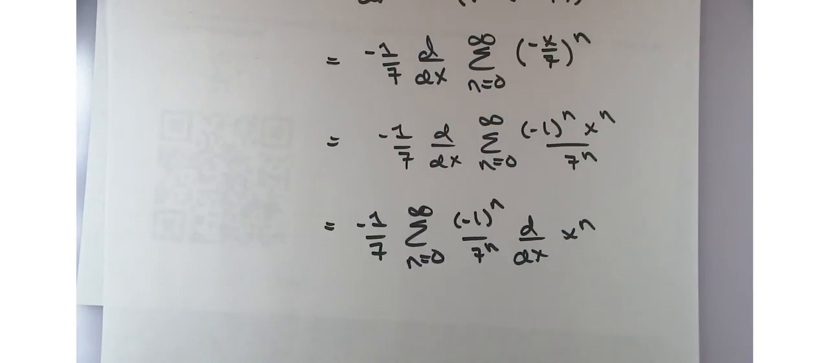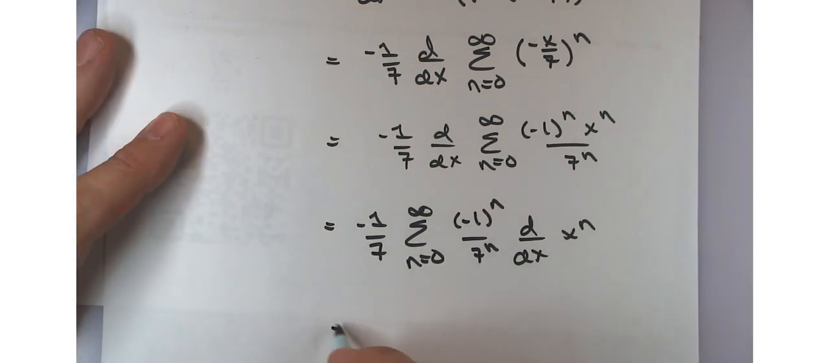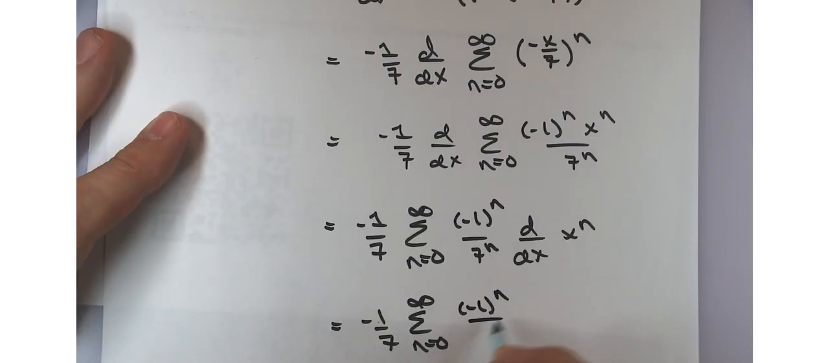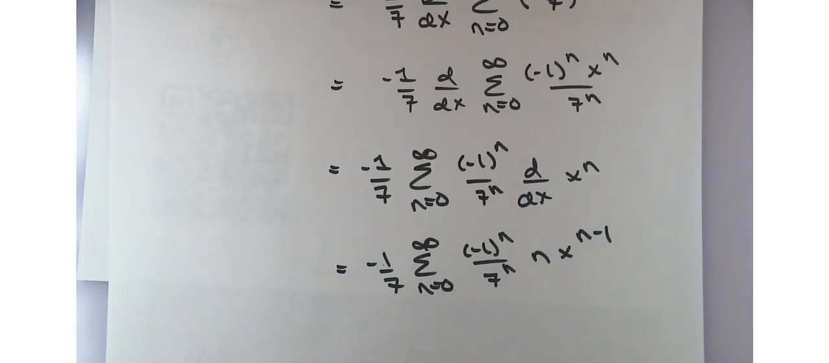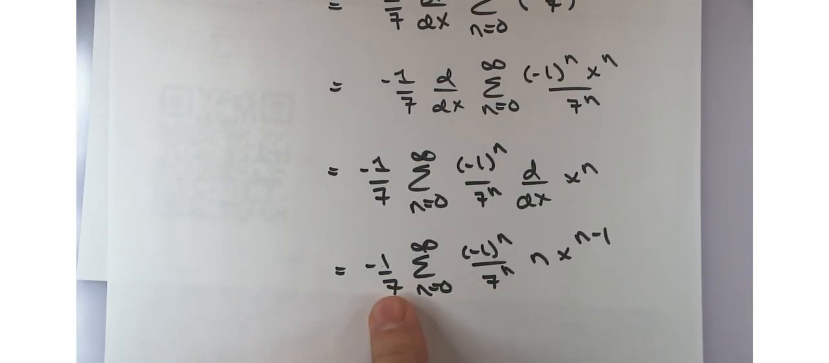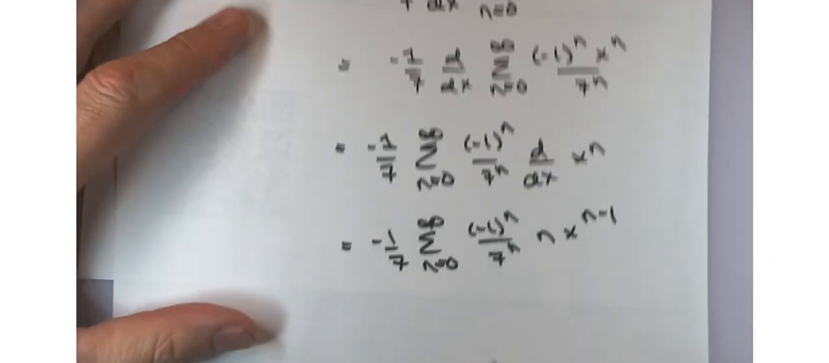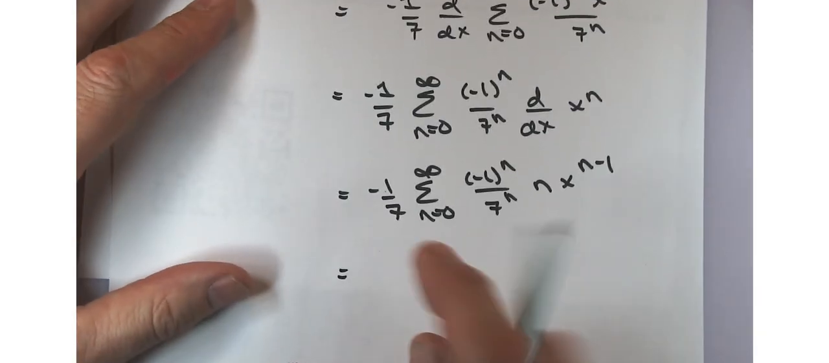What's that derivative going to be? nx to the n minus 1? Yeah, nx to the n minus 1. So I get negative 1 over 7, sum from n equals 0 to infinity, negative 1 to the n, 7 to the n times x to the n minus 1. Okay. Now if I really wanted to, I could factor in that 1/7 in the denominator. That'd be fine. Let's take care of a couple things here so that we can get rid of this out front.